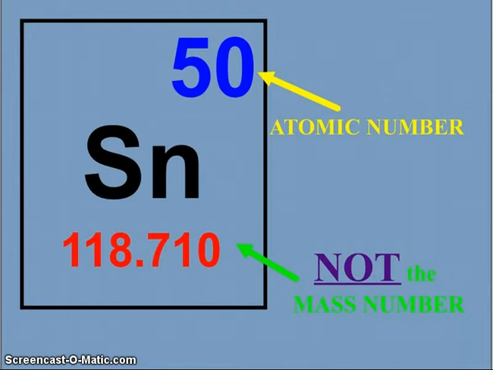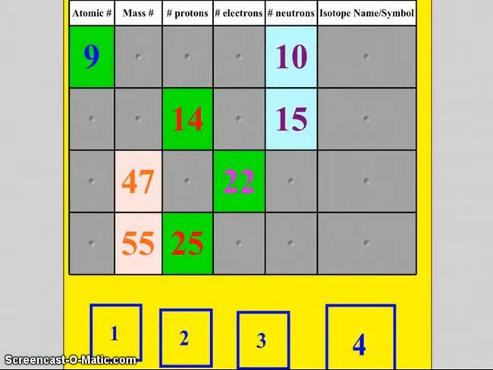Alright, so let's take a look at our chart. So here's the chart we see in our notes, and it is set up in the same fashion as the blue one that I gave you for homework. So the first column we see the atomic number, followed by the mass number, the number of protons, the number of electrons, the number of neutrons, and then the isotope name and symbol columns. Alright, so each row represents an atom of an element, and we can find out all that information for that single atom based on what's given to you and your periodic table.